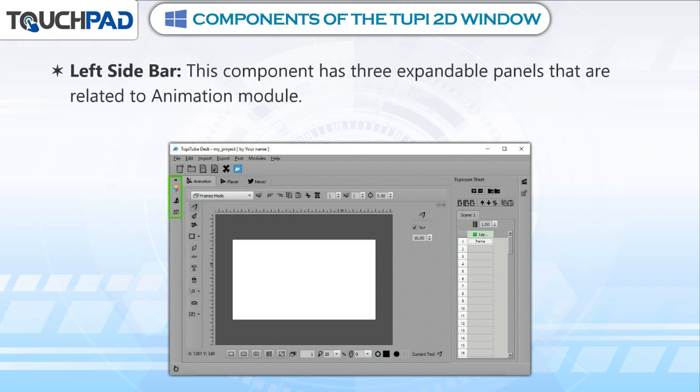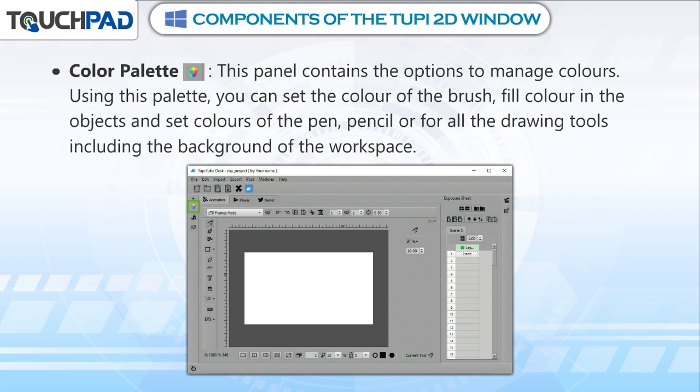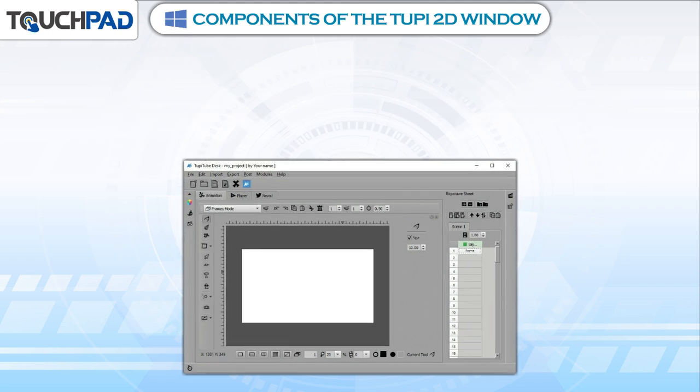Left sidebar. This component has 3 expandable panels that are related to the animation module. Color palette. This panel contains the options to manage colors. Using this palette, you can set the color of the brush, fill color in the objects, and set the color of the pen, pencil, or all the drawing tools, including the background of the workspace.